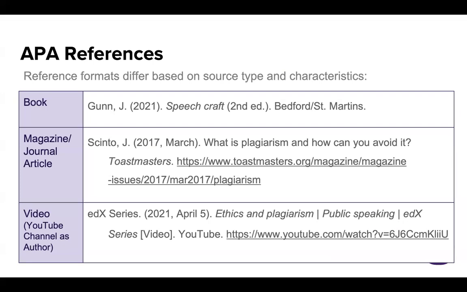The video title in italics comes next, and that's followed by the word video in square brackets to signal what kind of media it is. And last, the reader needs to know where to find it again, so we put YouTube and the URL so the reader can locate it online.